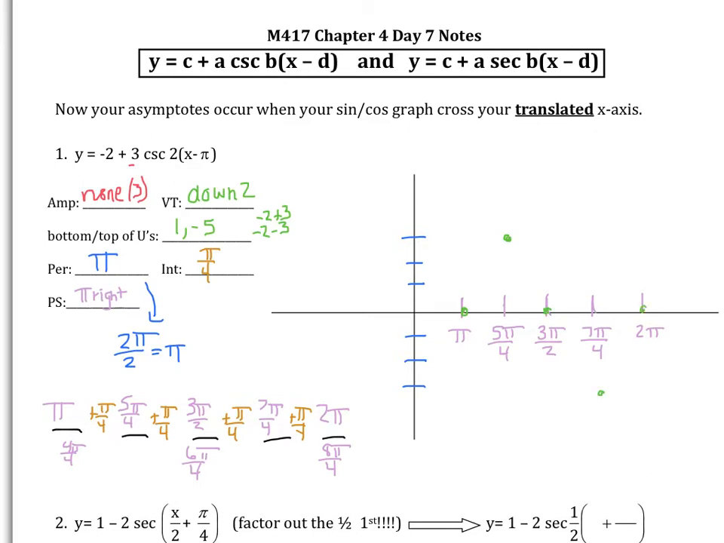Now since this graph is shifted with a vertical translation down 2, it's actually going to get moved so that each of these points is shifted down 2. So this is my base graph. And now when I do the shift down 2, I'm going to move each point down 2.